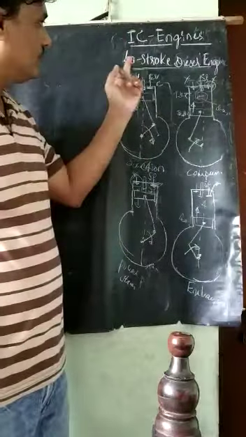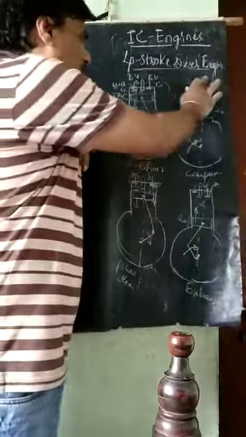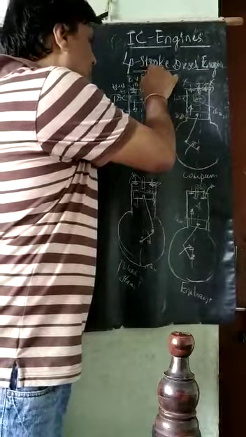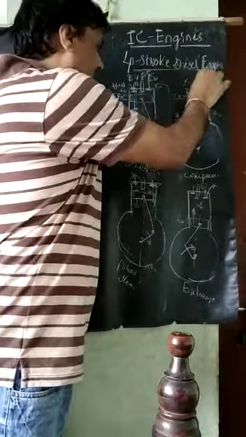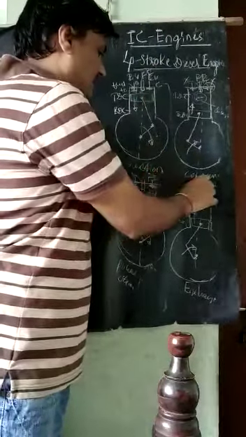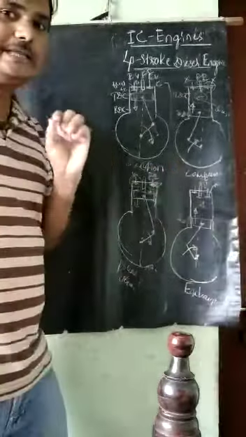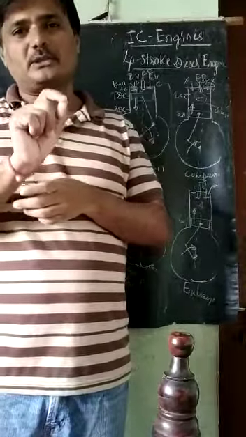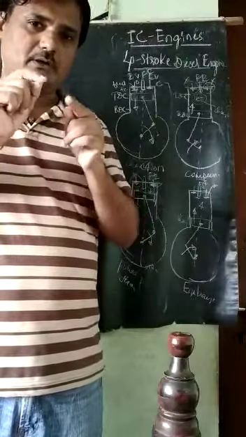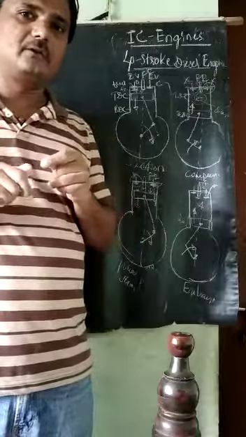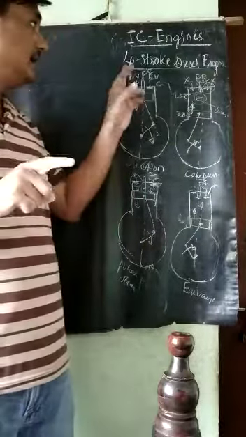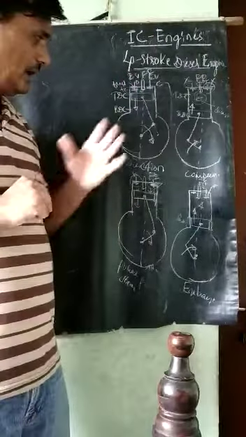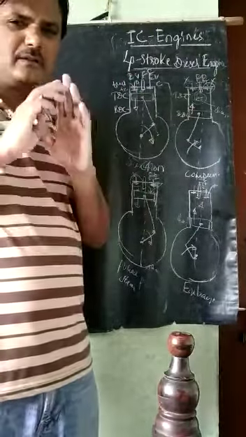So in the 4-stroke diesel engine, in place of the spark plug, SP, we have to write the fuel injector, FI. That is the fuel injector. The fuel injector will inject the fuel with a high pressure. That fuel will be injected in the cylinder. The spark plug is not there in the case of the 4-stroke diesel engines. Very, very important thing. Other than this, the diagrams are the same.